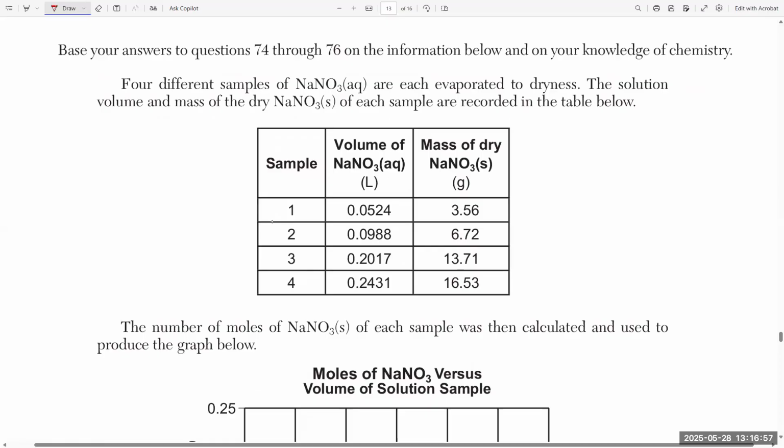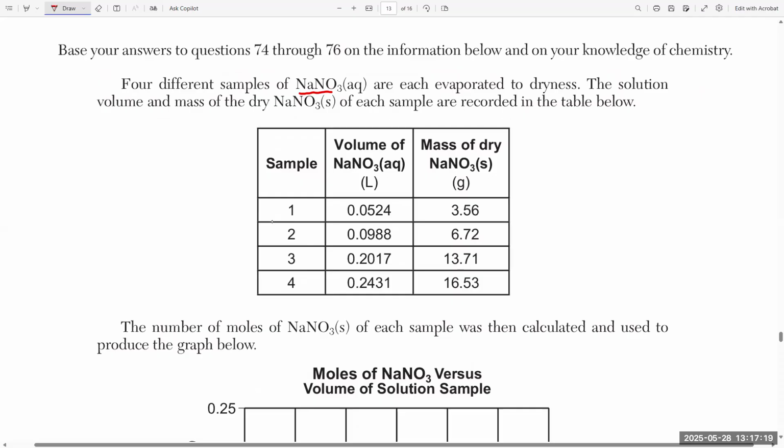All right, let's go. Question 74 and 76. Four different samples of sodium nitrate. Again, did you name this when you saw this, or did you say NaNO3? Because anybody can say NaNO3. So when you see a chemical formula, try to name them. That's a really good way to practice naming to get ready for the Regents.